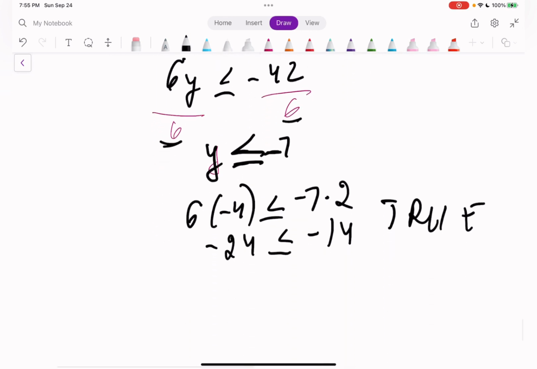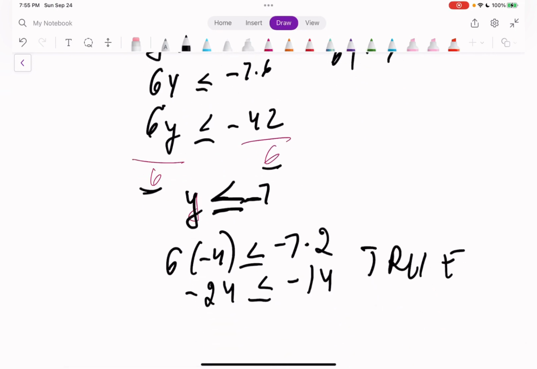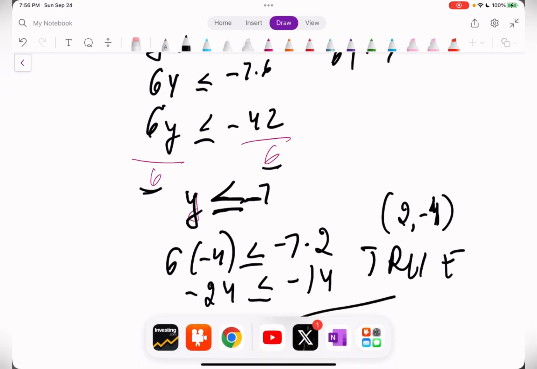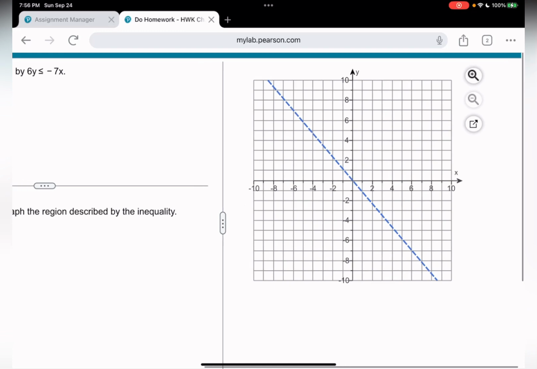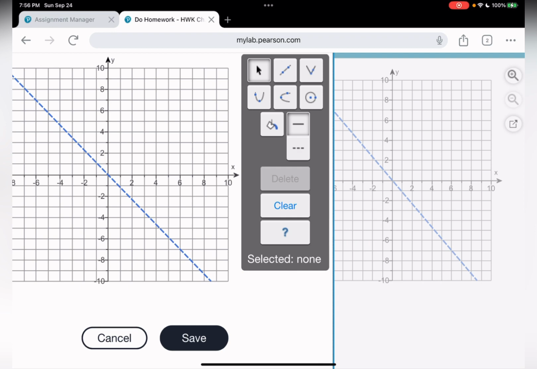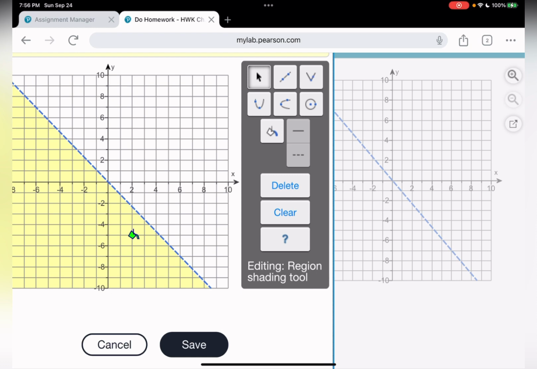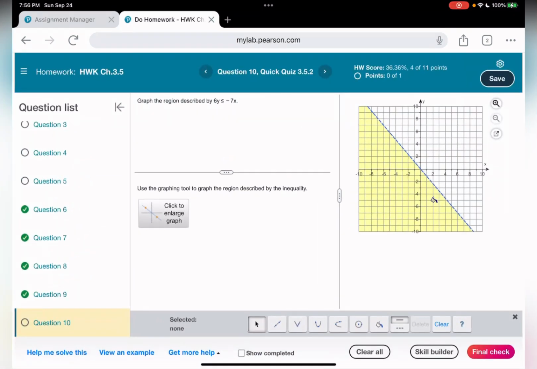Okay, and here I checked, I took the points 2 and negative 4, and I got the true case. So let's see where is 2 and negative 4. Where is my 2 and negative 4 point? Whatever side I took it on, I took it on this side. And it came true, which means this is true. Okay.